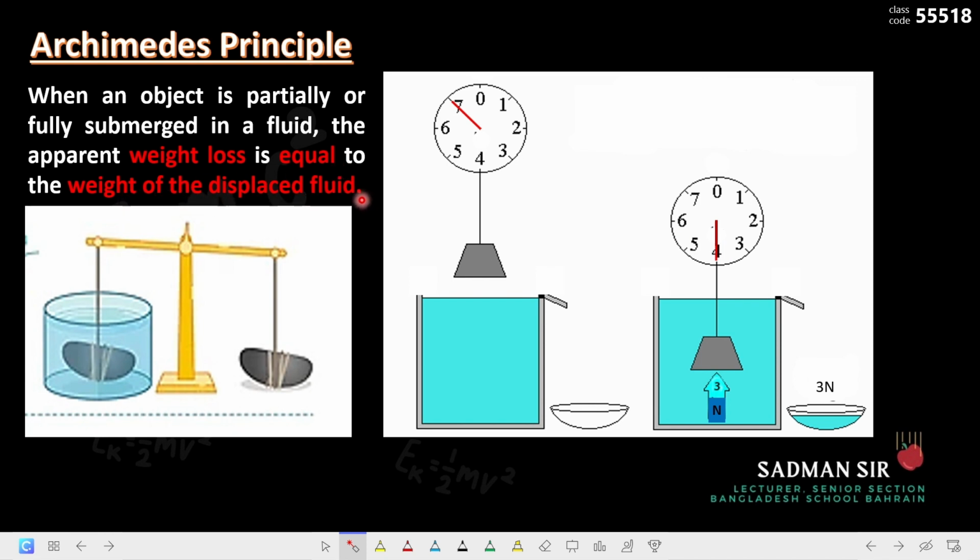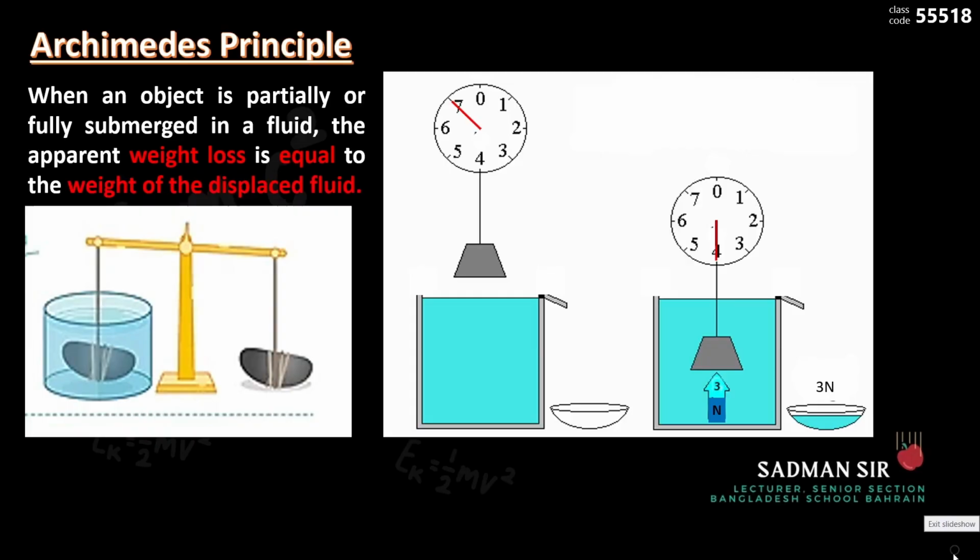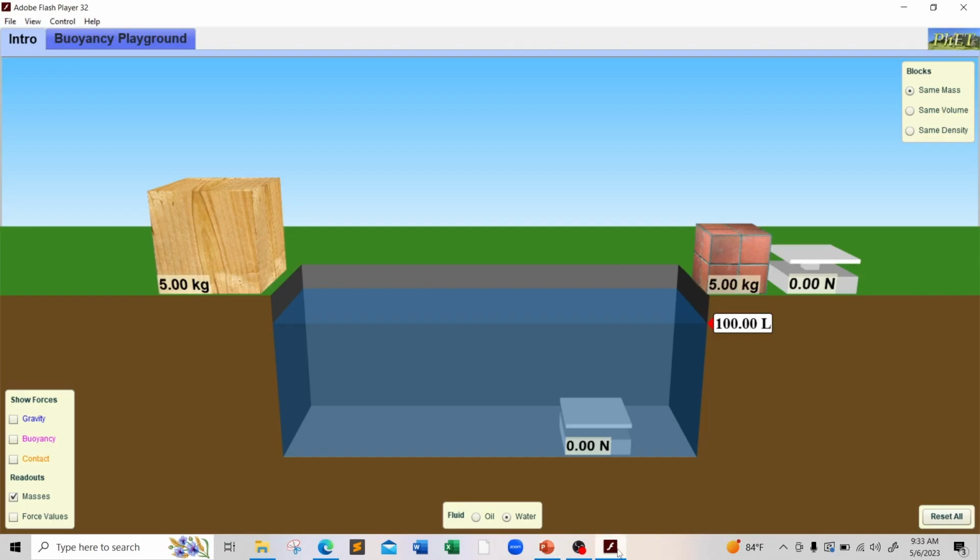I hope this is clear now. We will see a simulation on this. Here you can see that there are two objects, both of 5 kg, and we have got two weight machines. One is kept in the air and another one is kept in the liquid.